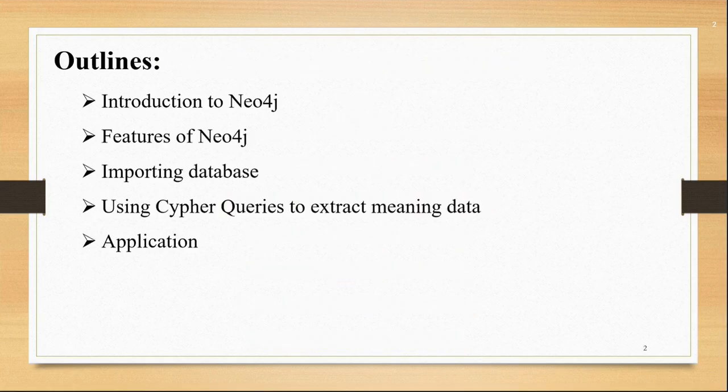So let us have a look at the outlines of our presentation. First I will be introducing Neo4j, then moving on to the features of Neo4j, which make it specialized and different from other graph database management systems. Then I will be telling about how to import a database into Neo4j with the help of the Cypher query. Then moving on to how we can use and implement Cypher queries to get meaningful data from the database. And at last, I will be discussing some applications of Neo4j.